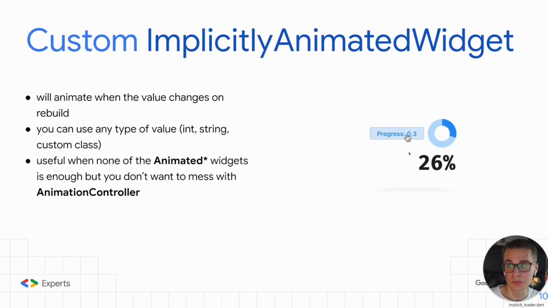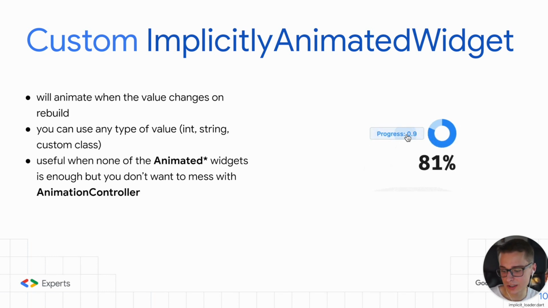So just to recap, if you want to implement some kind of more uncommon implicit animation, you may be able to use implicitly animated widget. You can provide any type of value to that. It's all up to you, whether you provide a string, integer, double. If you can interpolate this value, you should be good to use it. And this is useful when you cannot find any suitable implicitly animated widget.